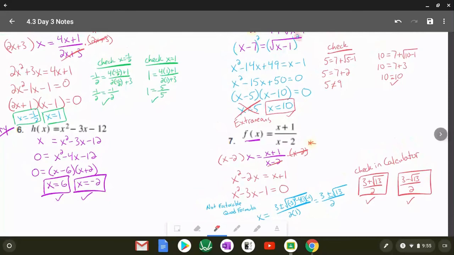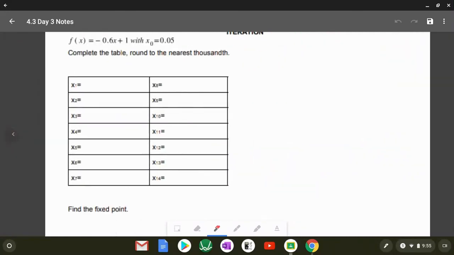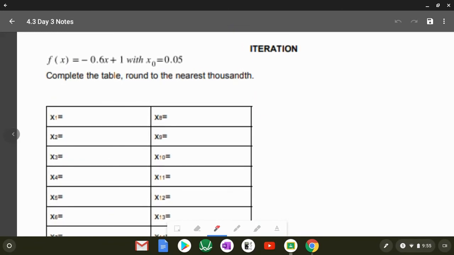Moving to the next page, we'll talk about iterations here. The concept of iteration is pretty simple, actually. You have a function, and what they'll give you here is x naught, which is called your seed value, meaning it's your first input.